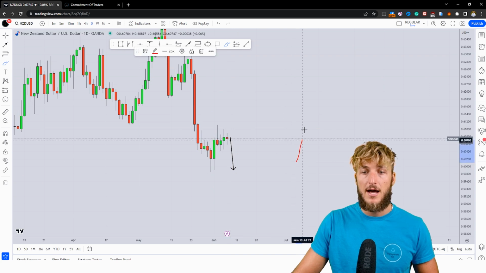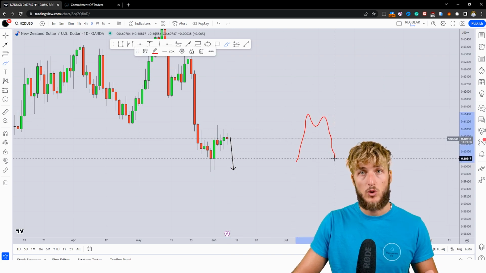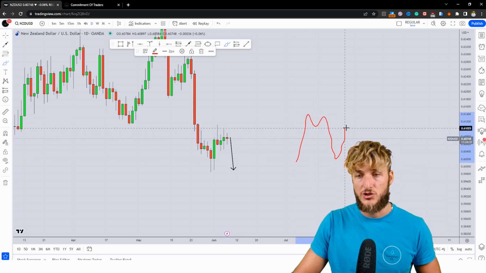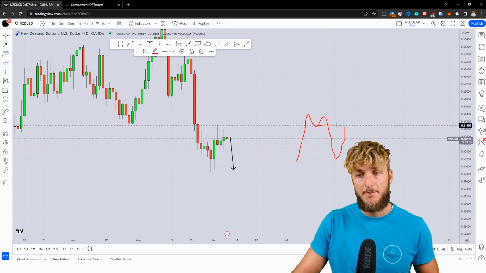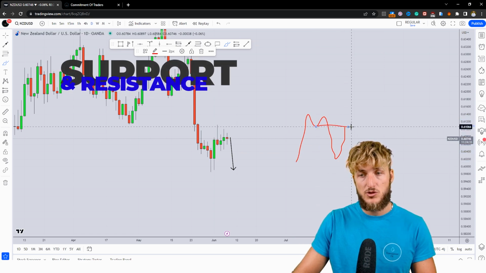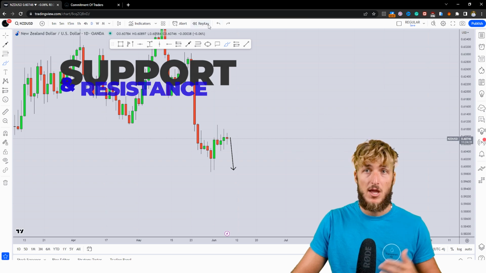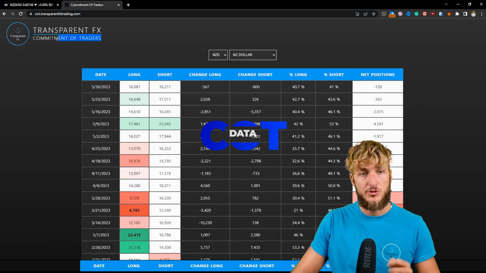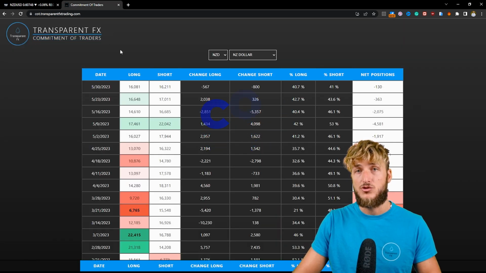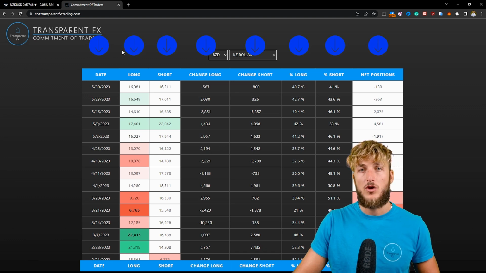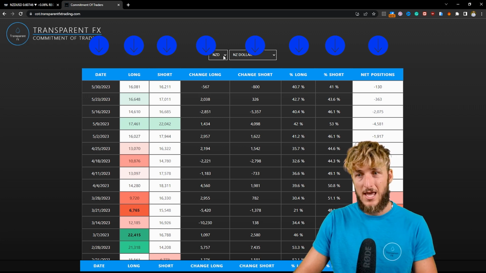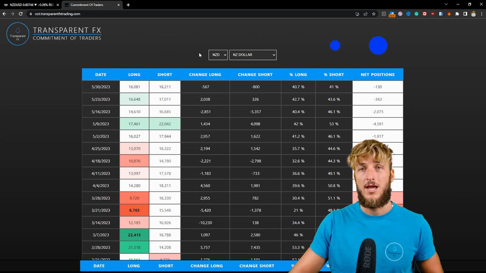And in general, after the creation of an M pattern, what we could expect is a potential reversal higher for the completion of the M pattern at the neckline, which is the previous support turned resistance. Now, if we go and see what we have when it comes to the commitment of traders, so the COT data, which is what the non-commercials, so the biggest speculators in the market are doing, so hedge funds, and we check the data precisely for the NZD.